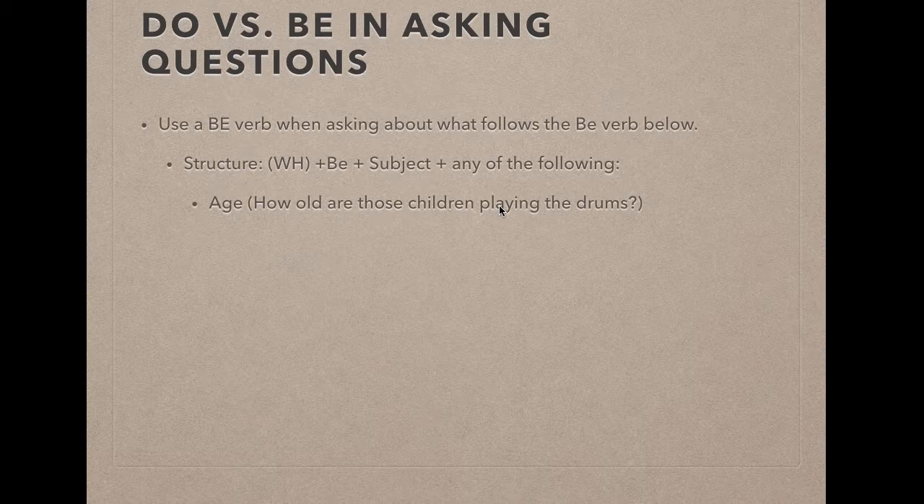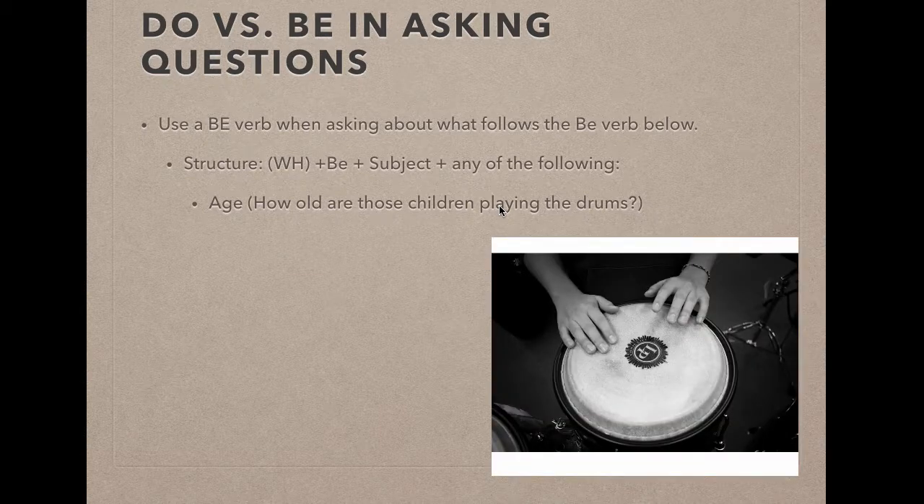If you were asking about age, how old are those children playing the drums? Notice I didn't say, does old those children play the drums? That sounds very strange because I'm asking about age. So anytime I ask about age, we're going to go to a be verb. So this is a WH question. See that? Here's the age, the question of how old they are, okay?